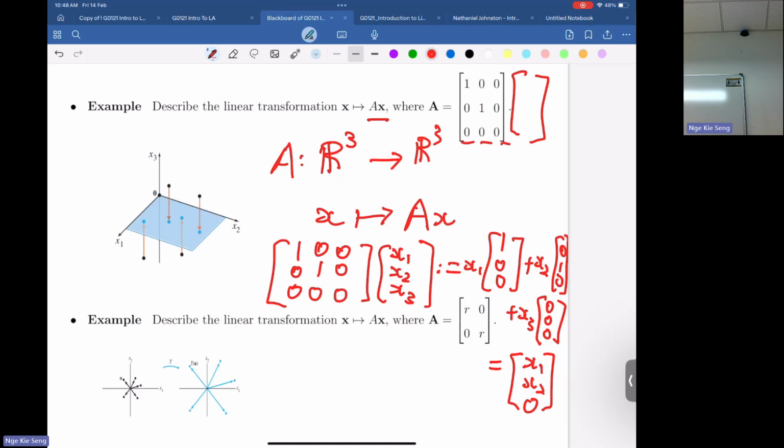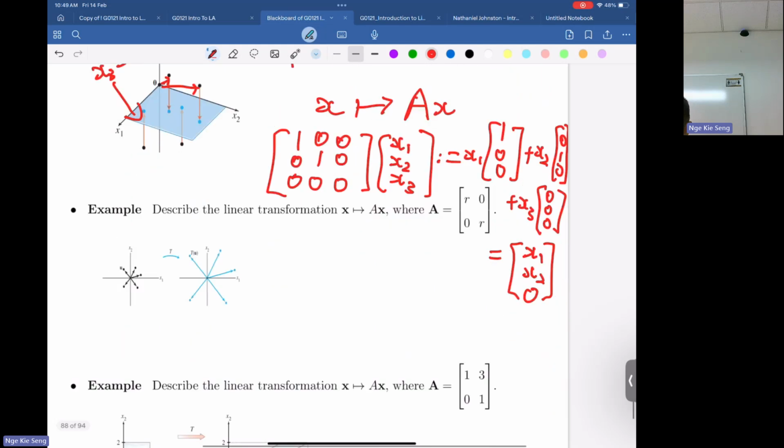So in this picture, what you do is you project all your points onto the z equals 0 plane, or x3 equals 0 plane. They are on the same height. Does it make sense? So all these points get projected to this x3 equals 0 plane. All right. How about the next one?